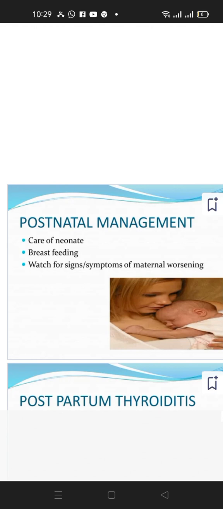And if there are stimulatory or inhibitory antibodies, they take a few weeks to clear off. So during that time we have to monitor the antibody levels in the fetus as well as the thyroid function tests, so that once they are regulated, we can reassure the patient.